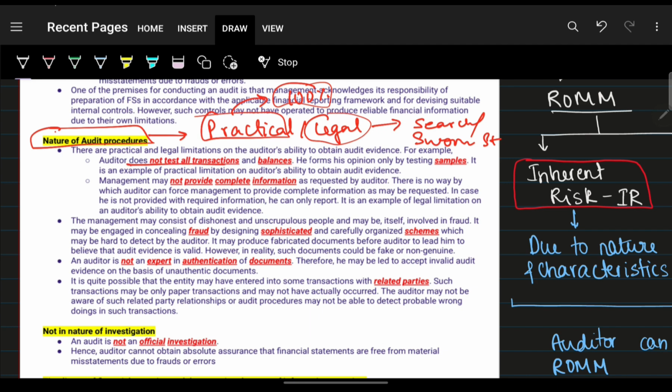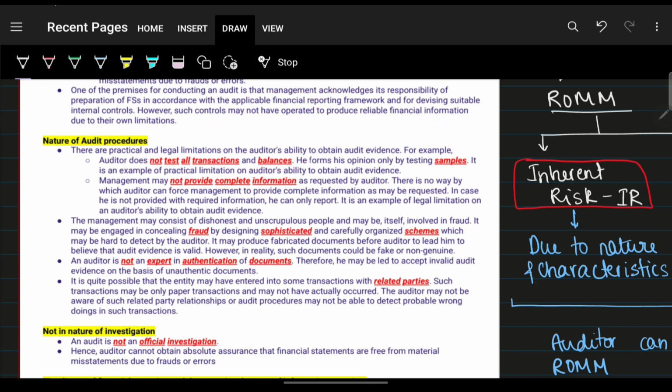So here, the auditor does not test all the transactions in all the balances. He forms his opinion by testing only samples. What is this also called? Test checking, right? Application of audit procedures to less than 100% of the transactions is called test checking. Here, management may not provide complete information. Like what did I say? Those three management problems are that they are not giving information, no info, or they're giving fabricated info, and lastly, that they have entered into related party transactions and have not disclosed it, right? We'll just go through it.